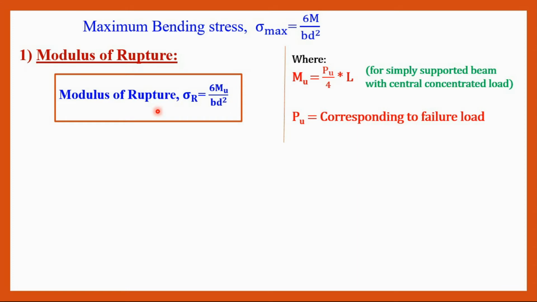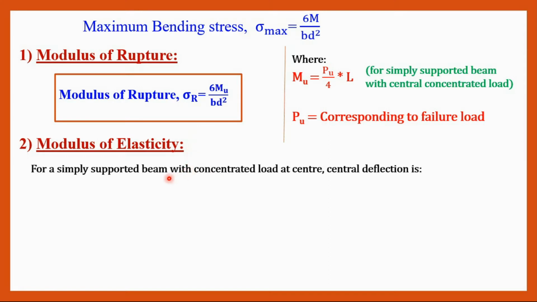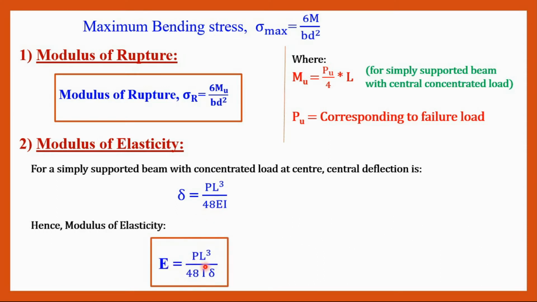And another second parameter, modulus of elasticity. For that, the simply supported beam with the central point load, the maximum central deflection is given by delta is equal to PL cube by 48 EI. In that we are having Young's modulus E. If I consider that value, E is equal to PL cube by 48 into I into delta.